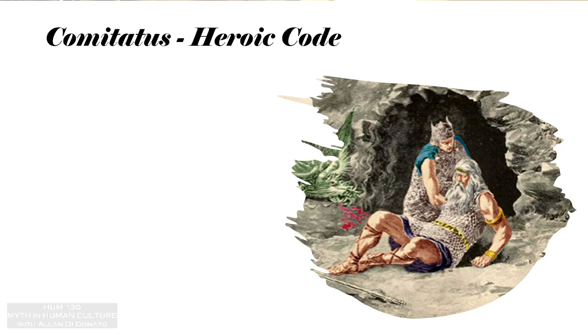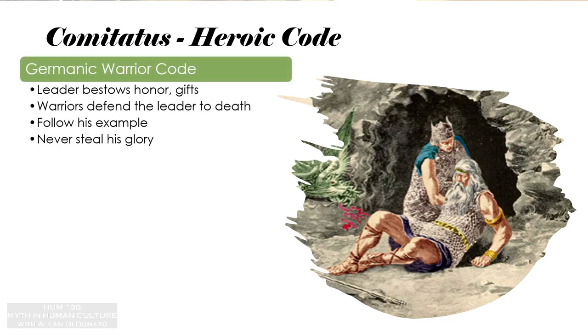You've got this heroic code, this comitatus bond, and you've got the idea of what it means to be a warrior in the Germanic sense. The Germanic warrior code, I don't think we've really talked about too much, but it works out something like this. The leader, who is the one who bestows honor and gifts upon his men, is the one who goes first into battle. And the warrior's job in the warband is to defend the leader up to the point of death, right? You follow into battle, you don't retreat unless the leader retreats first. Right, you follow the example, but at the same time, you never try to exceed your leader. You never try to steal the glory from the guy you're following.